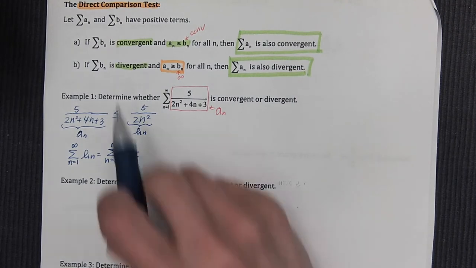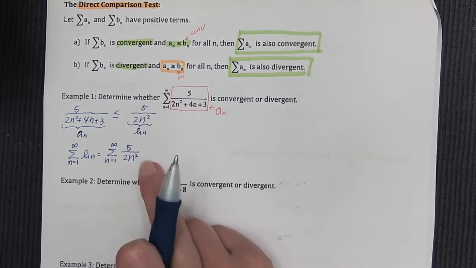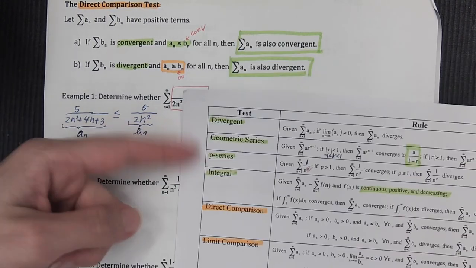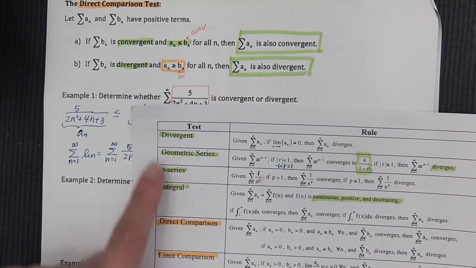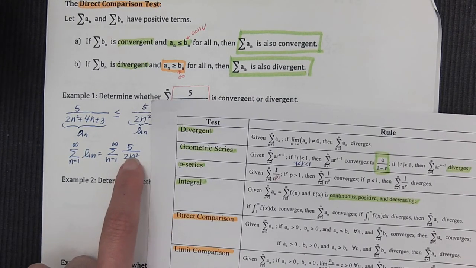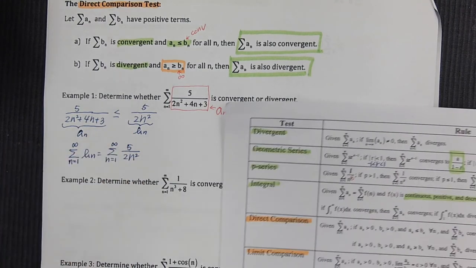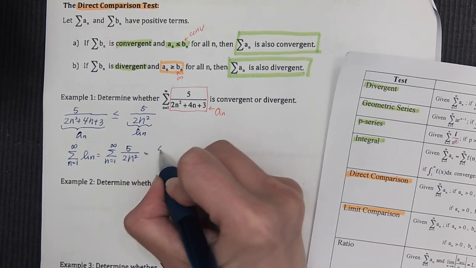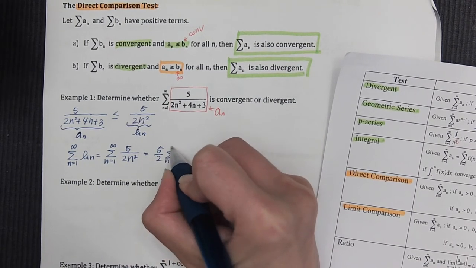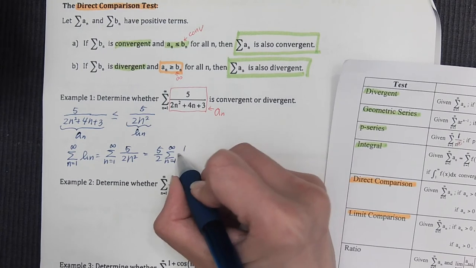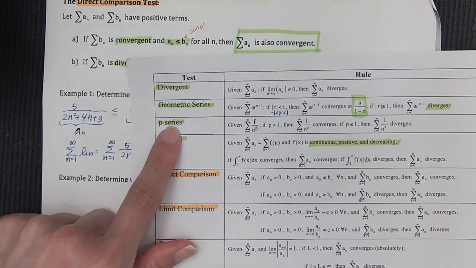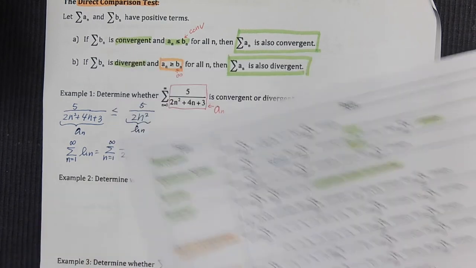How can I say this is convergent? How do you know this is going to be convergent? Looking at this, exponent of 2. Did you see that? What's the easiest sense? Do you remember the P series? What's my P? 5 over 2, don't worry about it. I can take away the constant outside. So I don't care about the 5 over 2.